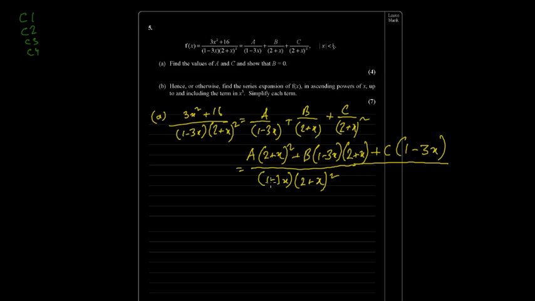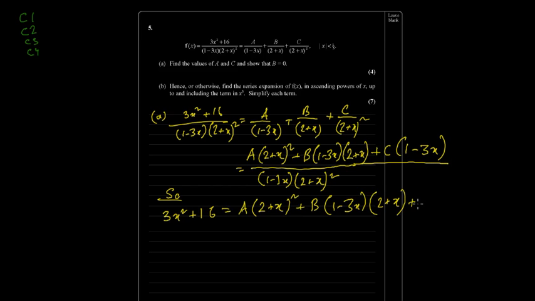Okay, now downstairs and downstairs match here, so upstairs would be equal to upstairs. So 3x squared plus 16 is equal to A(2 plus x) whole squared plus B(1 minus 3x)(2 plus x) plus C(1 minus 3x). That's it. Now we want to make the other ones 0 and find the values. For doing that, we take the factors. Now there are actually two factors because 2 plus x is repeated here, (2 plus x) whole squared.